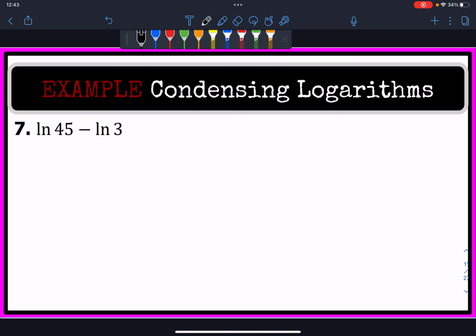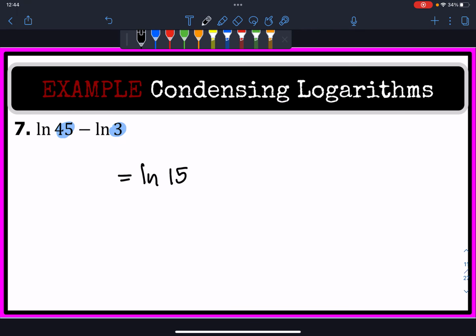So right here, the ln of 45 minus the ln of 3, in condensed form, we simply divide these quantities. 45 divided by 3 is 15, and there you have it. So this is the condensed form for that.